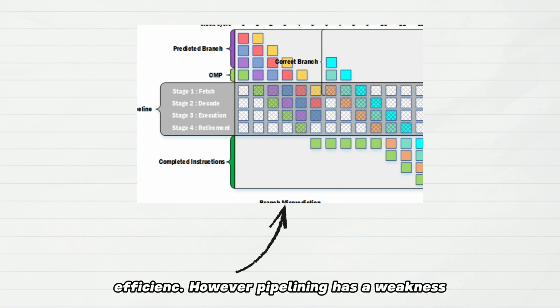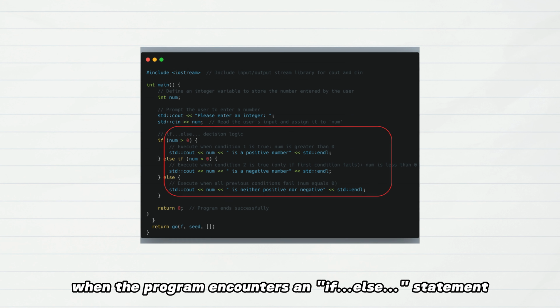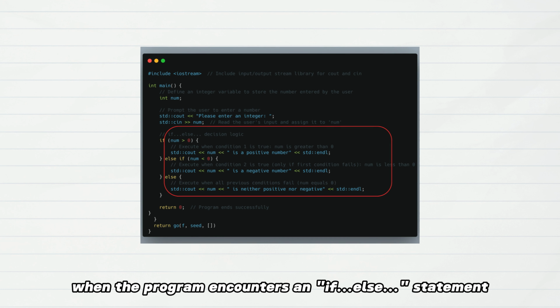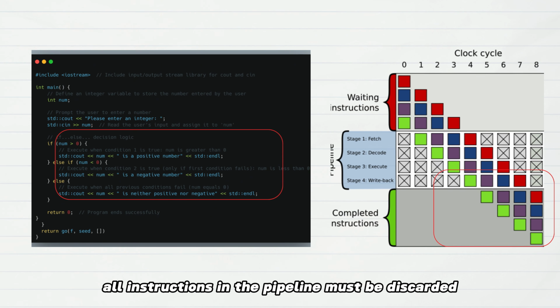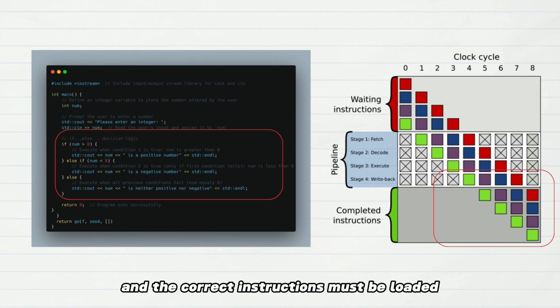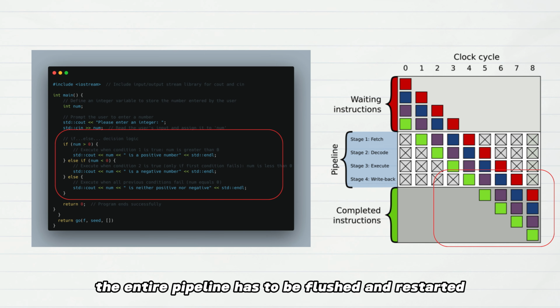However, pipelining has a weakness. When a branch misprediction occurs, such as when the program encounters an if-else statement, the CPU predicts whether the if or else path will be taken and preloads the corresponding instructions into the pipeline. If the prediction is wrong, all instructions in the pipeline must be discarded, and the correct instructions must be loaded from scratch. The entire pipeline has to be flushed and restarted.